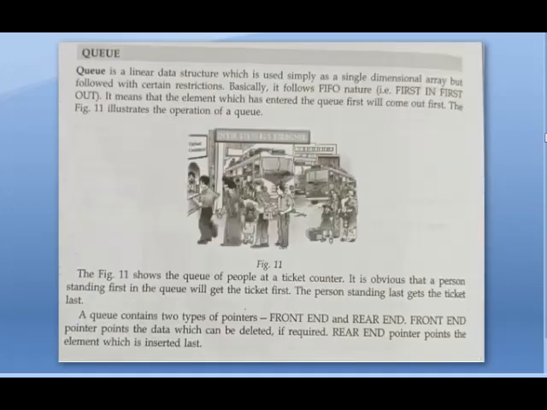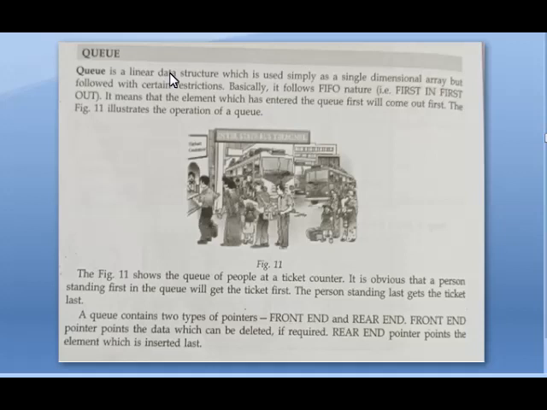The next one is Queue. Queue is a linear data structure. Do you know what a queue is? Queue means first in, first out. So those who are standing in the first row will do their work and leave the row first. That is called a queue.